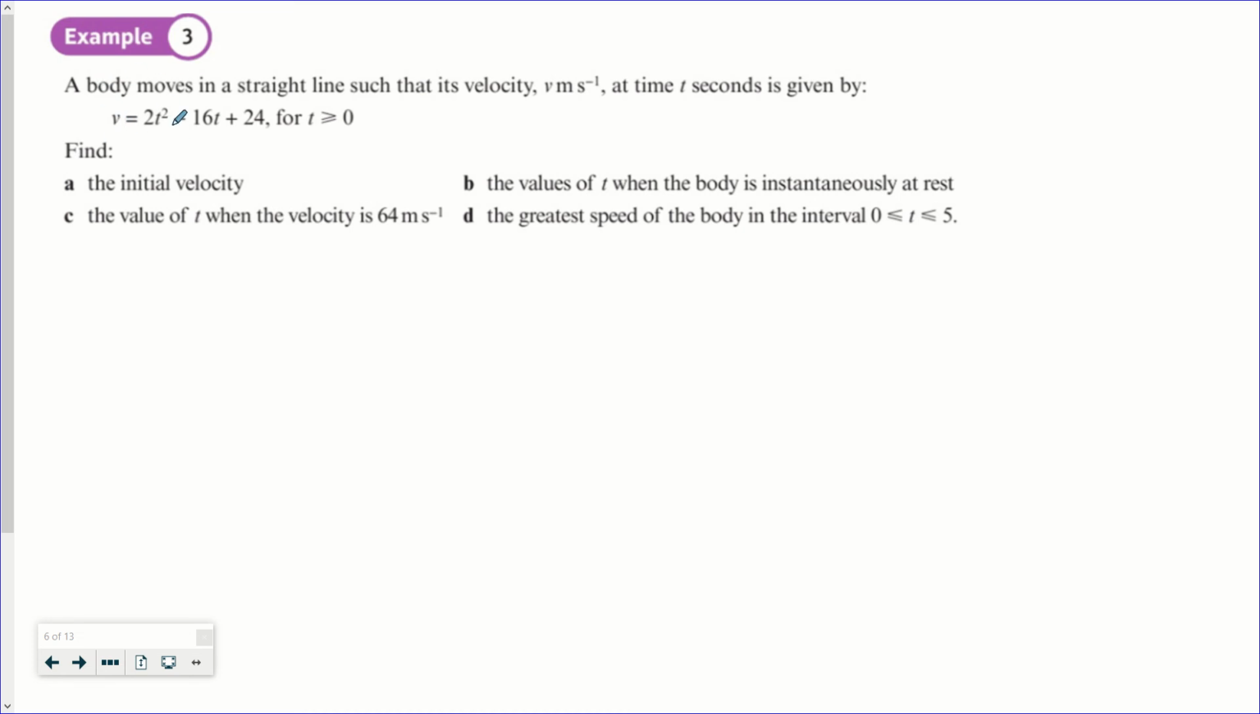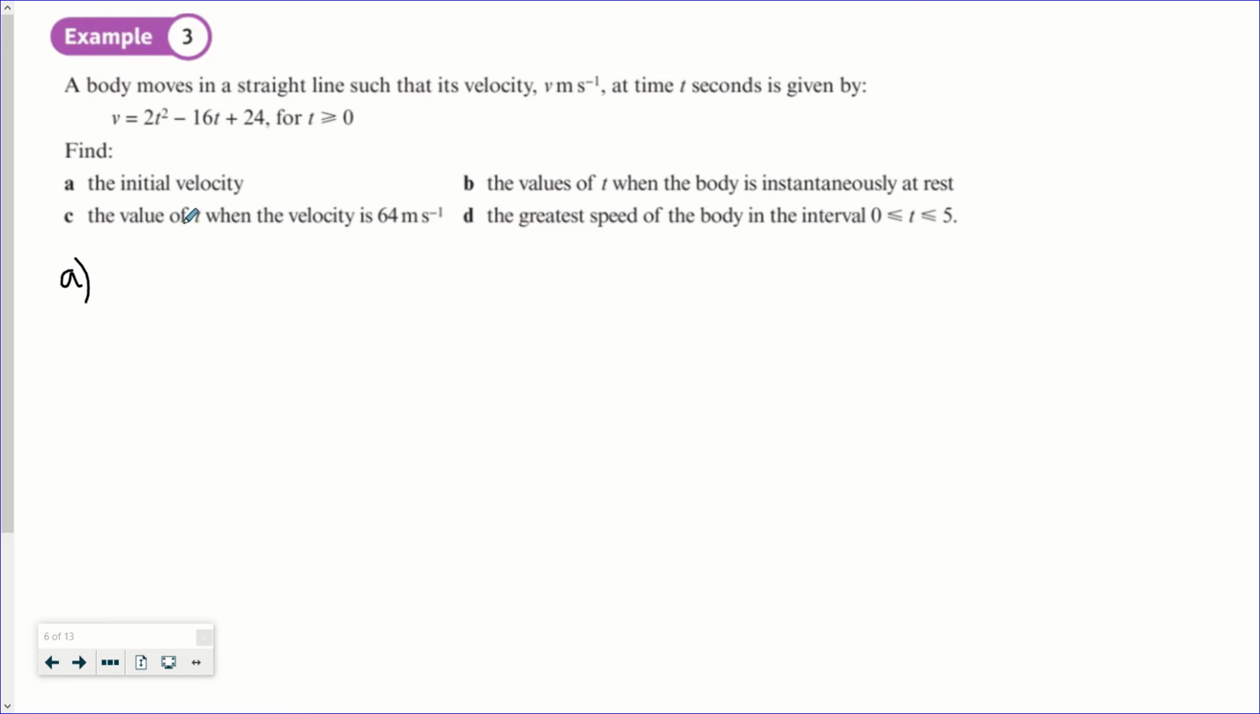So far we've looked at examples where you get given displacement as a function of time. In this example we've got velocity as a function of time. So this function tells us for a given value of t, what is v equal to. So let's have a look at part A.